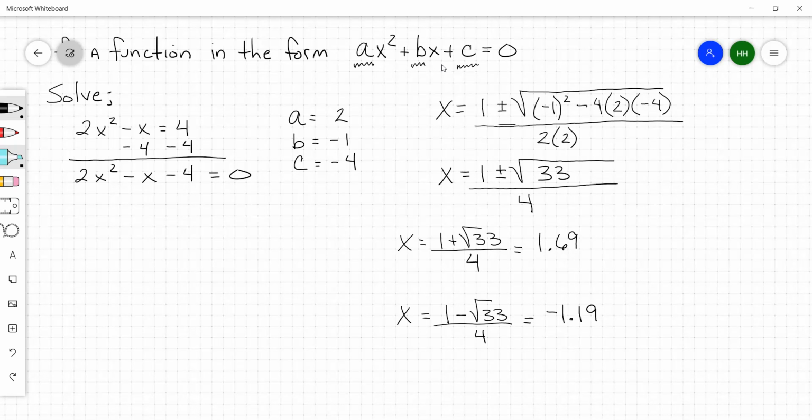All right, so those are what are called your solutions. Those are the zeros of the function, which means those are the 2 points on the x-axis that this parabola will cross. A better way of saying that is it's where the parabola will touch the x-axis in those 2 places, 1.69 and negative 1.19.